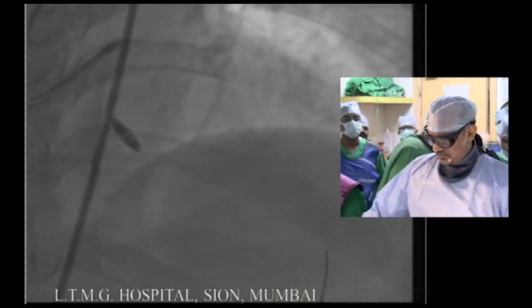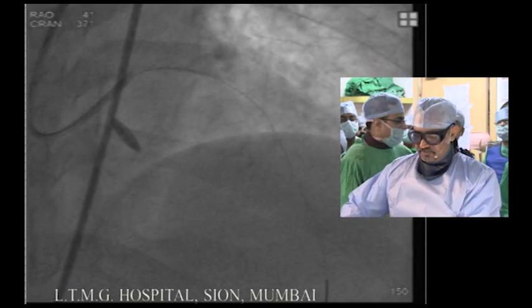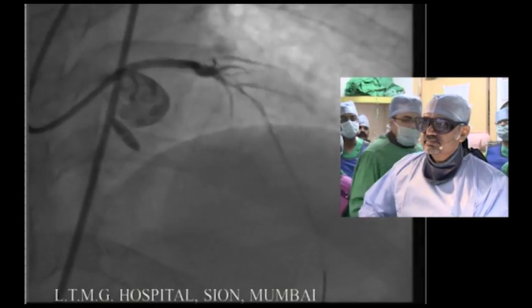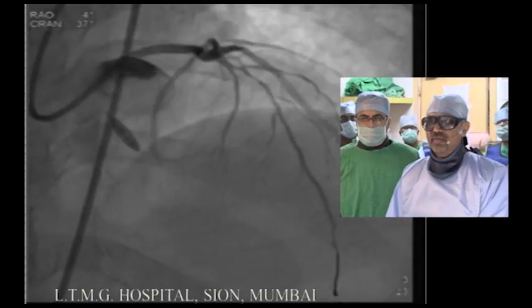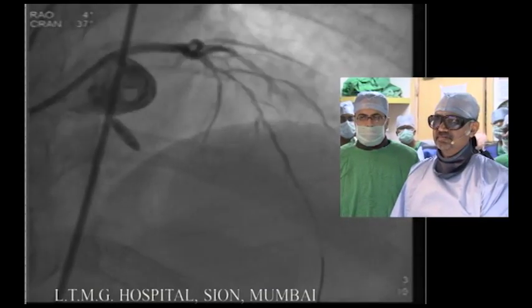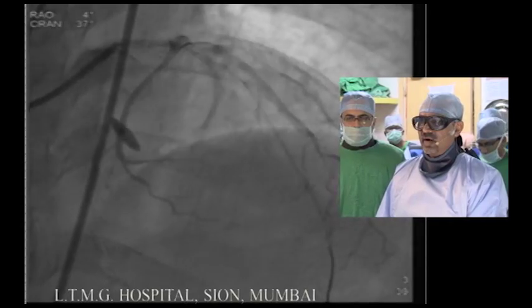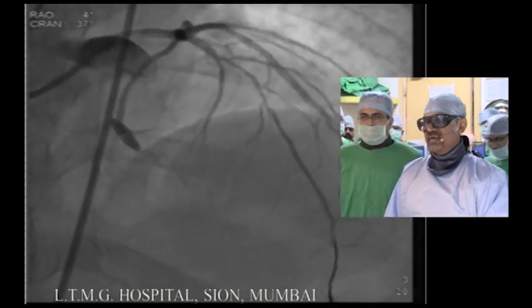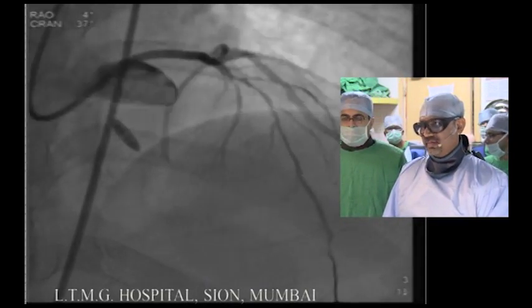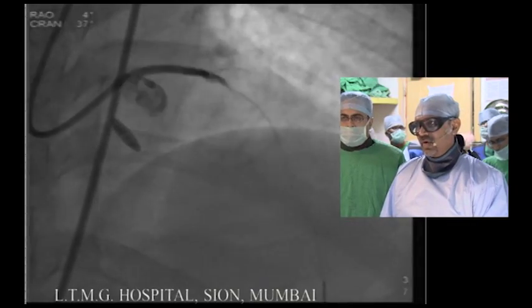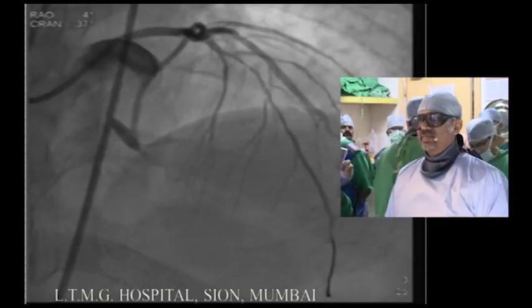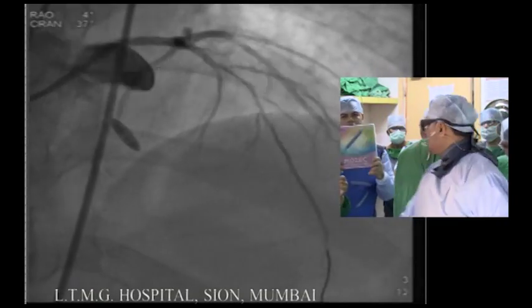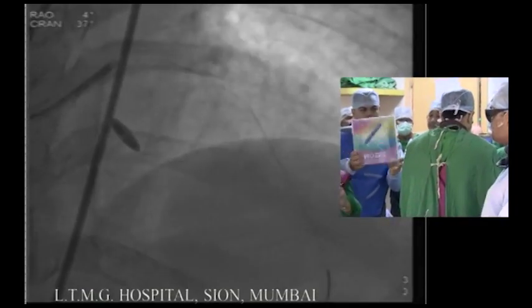So please tell me about your catheter and your wire. What did you choose? The catheter is EBU 3.5 and the wire is Runthrough. So our plan is to predilate the lesion with a 2.75 balloon and then put a Morph, and then we'll do the IVUS. We are planning to put a Morph 3 by 2.5.